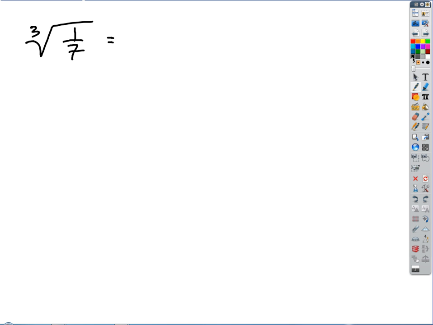Okay, what about this one though, real quick? I can break this up, like any radical, I can split this into a cube root of the top and a cube root of the bottom, right? Isn't it just 7 to the 1/3 on top? Well, no, not quite, almost.